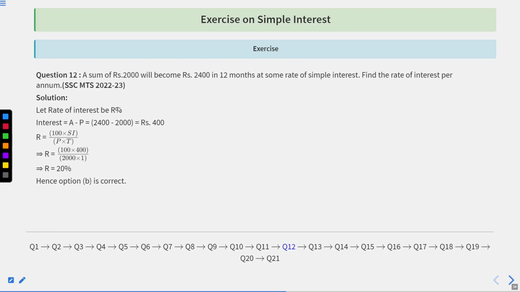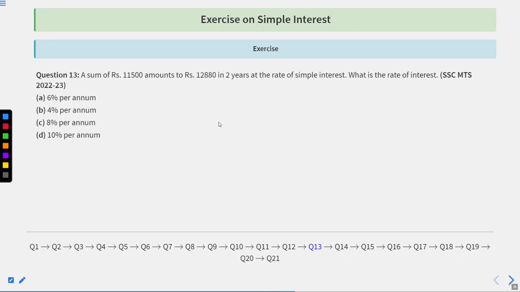So let the rate of interest be R%. Interest is equal to amount minus principal, that is 2,400 minus 2,000, which is 400. And R is equal to 100 into simple interest upon P times T. So R is equal to 20%. So the correct option here is option B.